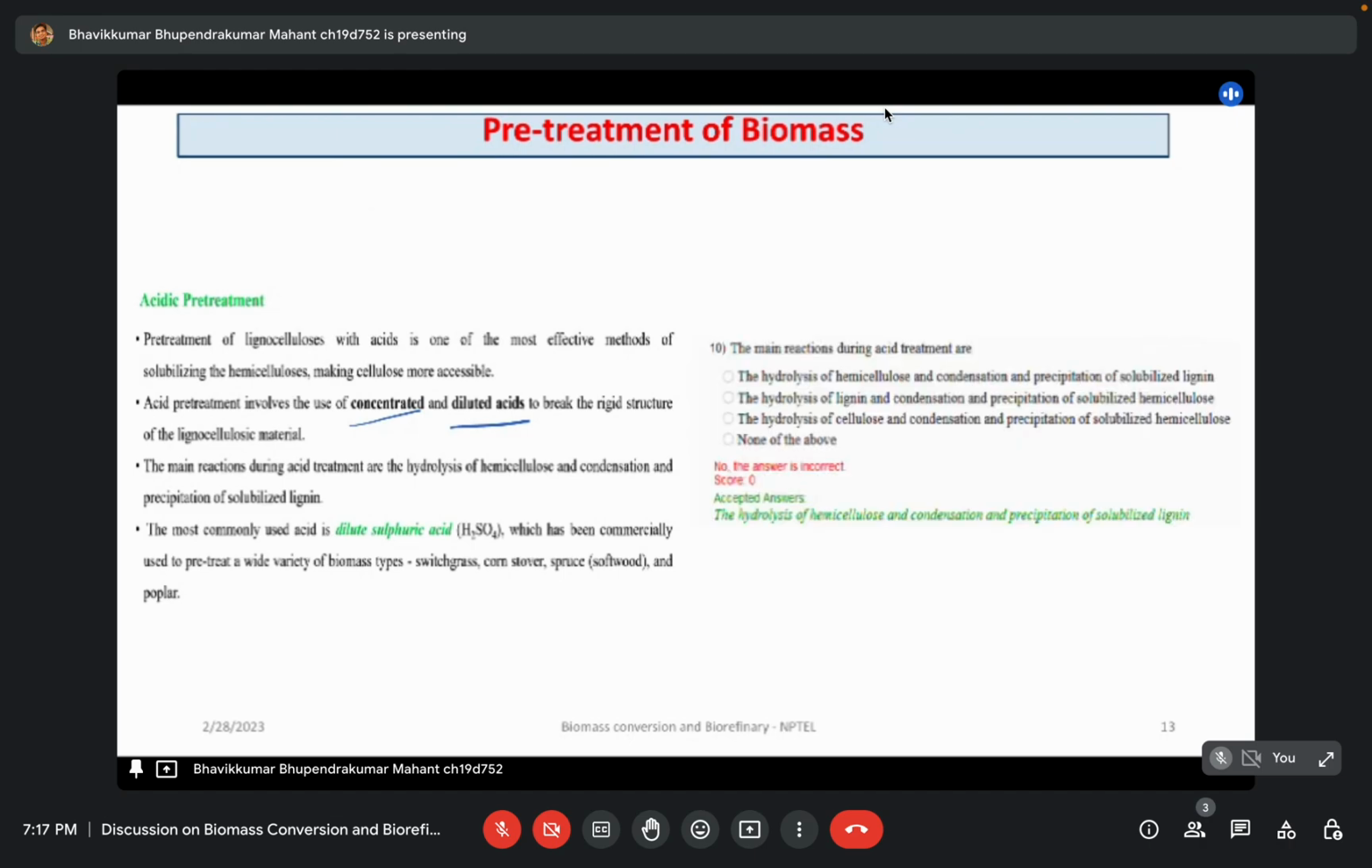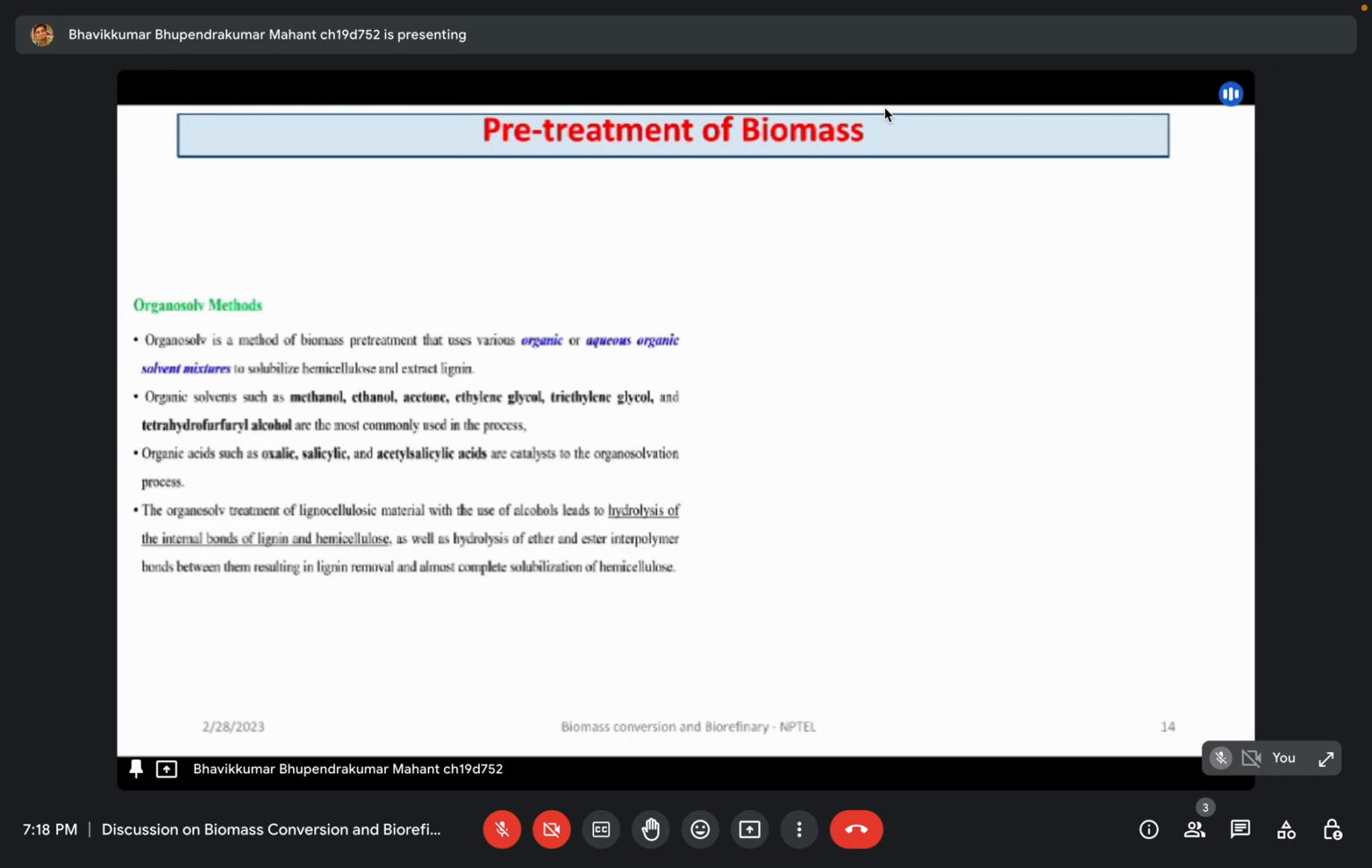And the question is, the main reactions during the acid treatments are, as it is mentioned, the hydrolysis of hemicellulose and condensation and precipitation of solubilized lignin. First it hydrolyzes the hemicellulose, so you will get the separated hemicellulose. Then if you want lignin out of that mixture, you have to condense that mixture. Because when you give the acid treatment the temperature is high, then you have to reduce the temperature, so vapors are condensed, and from that you will get the lignin in the form of precipitation, because lignin gets solubilized in the hot acids. So this is the answer: the hydrolysis of hemicellulose and condensation and precipitation of solubilized lignin. You separate out the two compounds, so at the end you will get the cellulose also. This is the main methodology in acid treatment.